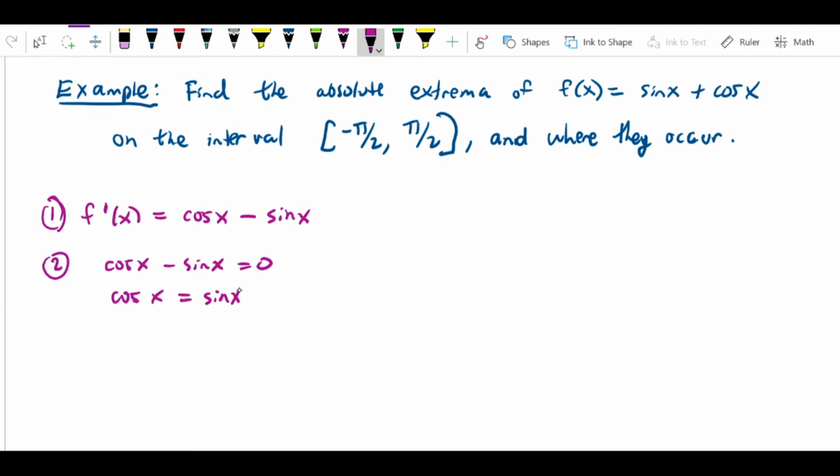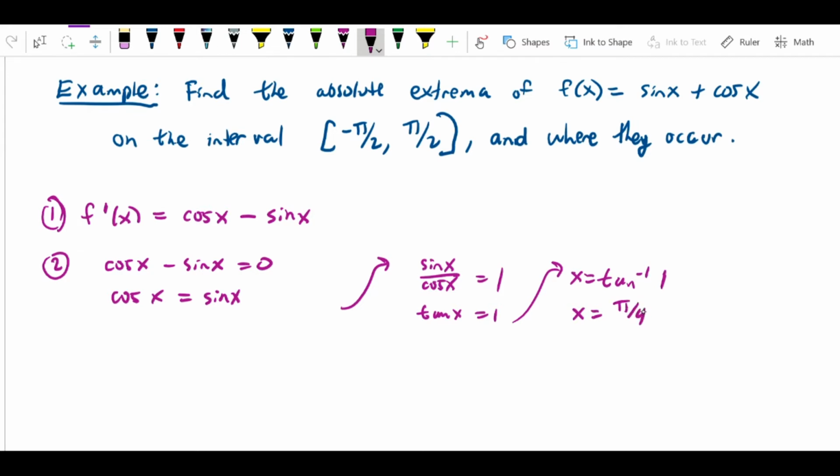Now, you could solve that equation simply by knowing the unit circle well enough to know where in the interval negative pi over 2 to pi over 2 the cosine and sine are equal to each other. If you can't come up with that, though, you could divide both sides by cosine, and that would give you sine x over cosine x is equal to 1, which means that tangent of x is equal to 1, which means that x is equal to arctangent of 1.